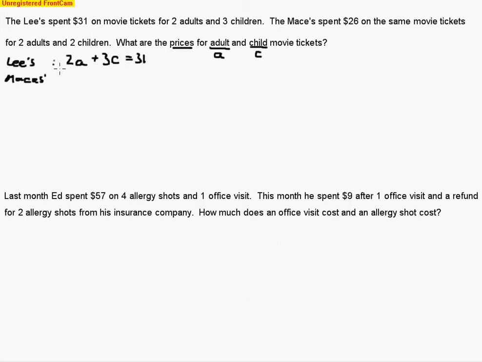Well, we can write one for the Maces as well. They spent $26 on 2 adults and 2 children, so same sort of thing. 2 adults times the cost of an adult ticket plus 2 children times the cost of a child's ticket should equal $26. Now we're ready to solve. And again, this one's set up for an elimination problem because A's, C's, constants, and equal signs are all lined up. But I can't add the two equations the way they're at because I do not have opposite signs.